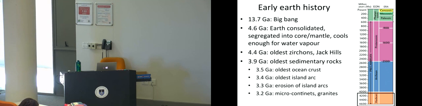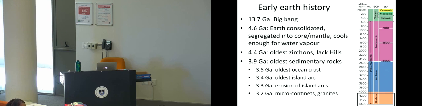the oldest island arc. So that's where you have a subducting slab and melting material coming up and forming an island arc, which is basically a series of volcanoes which partly erupt underwater. And we have evidence that these are then eroded.